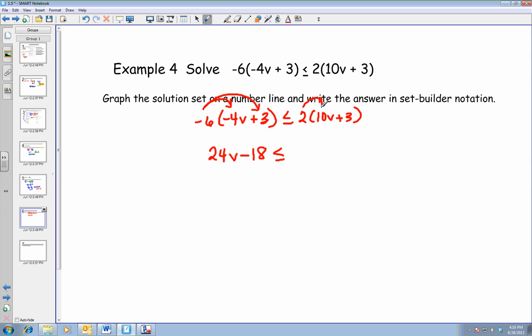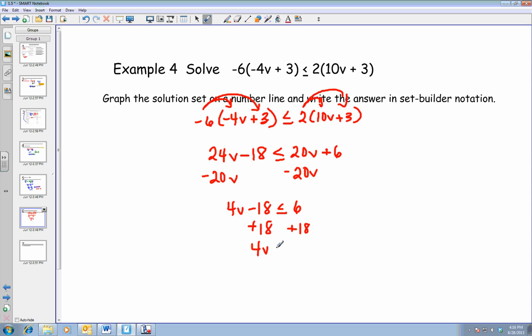now I'm going to use the distributive property again, 2 times 10v, 20v, 2 times 3 plus 6. So now let's get all of our v's on the left-hand side. So I'm going to subtract 20v. So 24v minus 20v is going to give me 4v minus 18 is less than or equal to 6. Add 18 to both sides. 4v is less than or equal to 24.